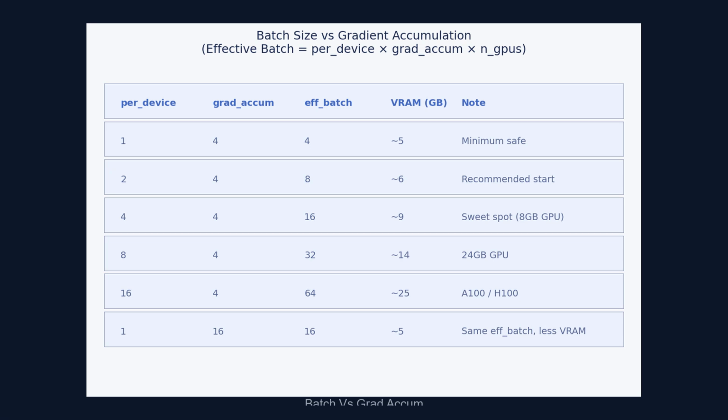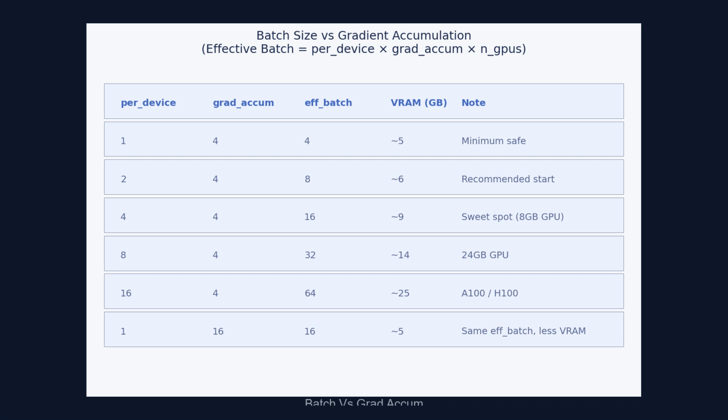It provides a clear breakdown of how the effective batch size is calculated based on the number of devices, the gradient accumulation steps, and the number of GPUs you have. You can see several configurations listed, detailing the values for per device, grad accum, and the resulting effective batch. For instance, with one device and a gradient accumulation of 4, you achieve a small effective batch size of 4, which is the minimum safe configuration.